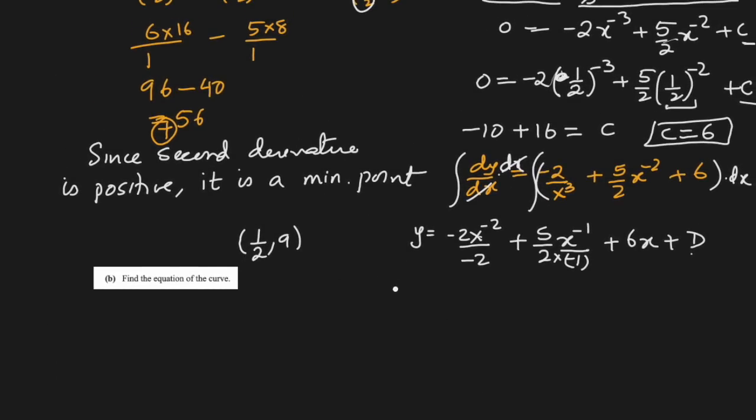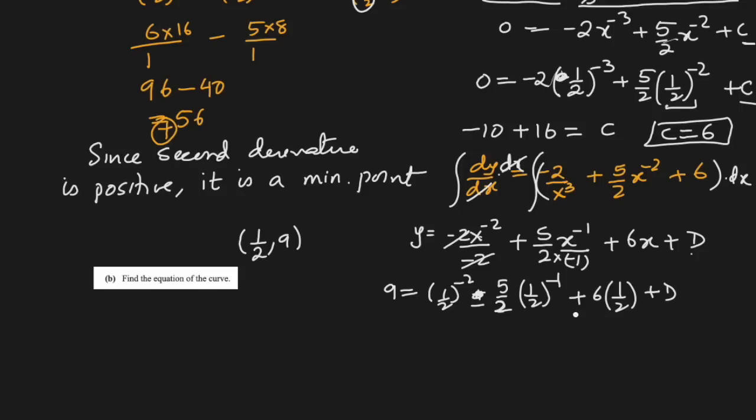So y is 9 equal to, they cancel minus 2 and minus 2, x to the power minus 2. So 9 to the power, sorry, not 9. It will be half to the power minus 2. Then 5 over 2. And there's a minus also, so we'll have to put it minus here. Half to the power minus 1 plus 6 times half plus d.